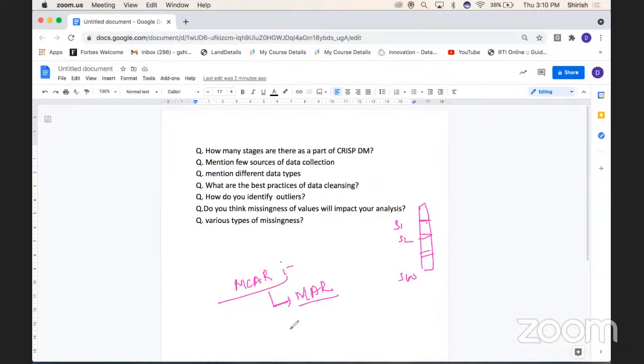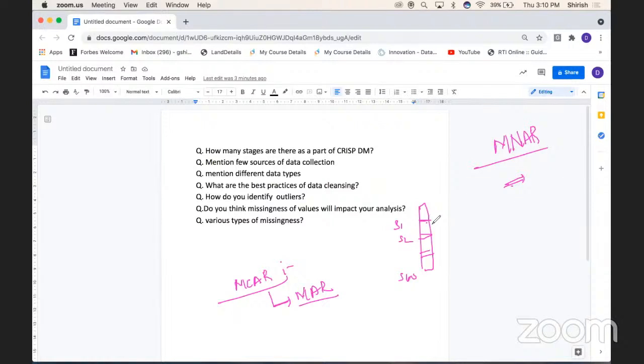Sometimes there is missingness not at random. There's one more, not at random. What is this? Here they are wantedly not disclosing their data. It is purposely not given to you. So if this is purposely not given, this would definitely give you incorrect results once you start analyzing it.